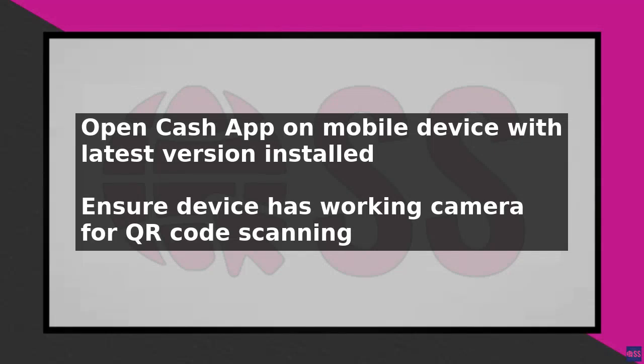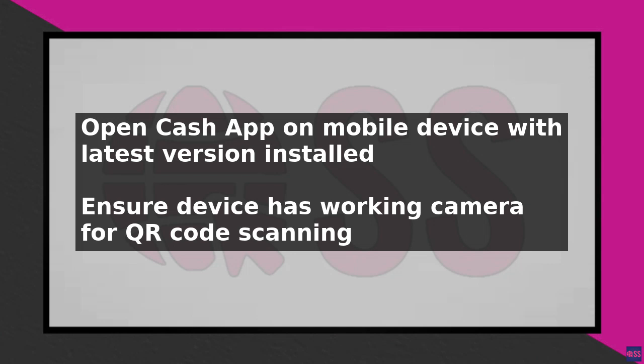To scan a Cash App QR code, start by opening the Cash App on your mobile device. Make sure you have the latest version of the app installed and that your device has a working camera. First, tap the profile icon on the top left corner of the screen.